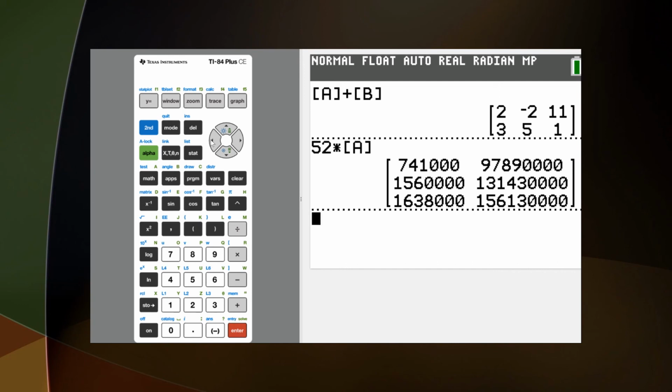Anyway, just a little demonstration of how we can multiply a matrix by a scalar.